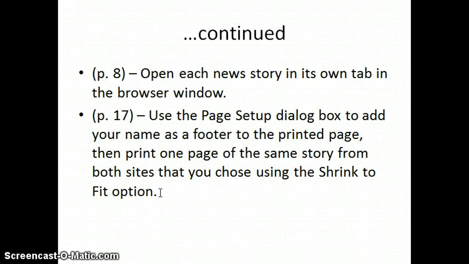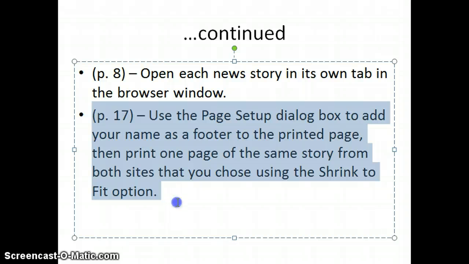Finally, once you get those 2 tabs open, you're going to use the Page Setup dialog box to add your name as a footer to the printed page. Then you're going to print one page of the same story from both sites that you chose using the shrink to fit option. And to be able to carry out these instructions, which are probably the most complex, you need to turn to page 17. In the orange box on page 17, it tells you how to do those things.